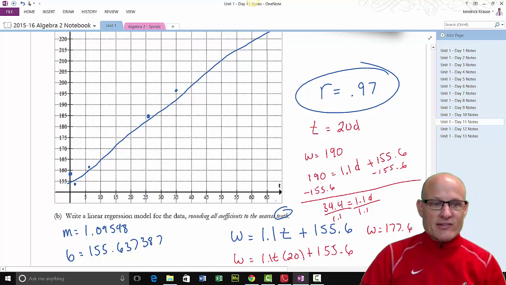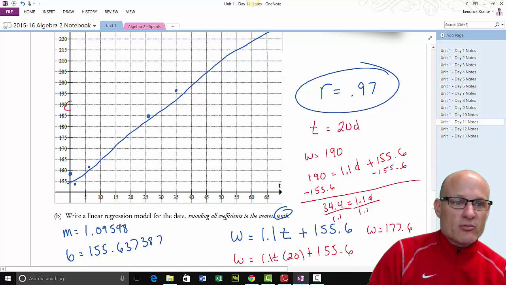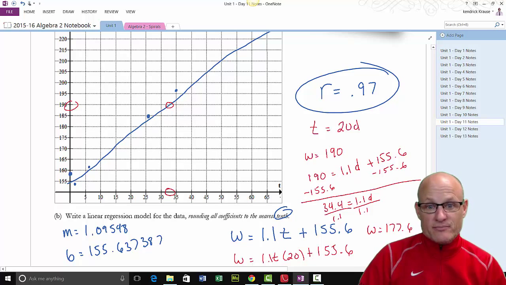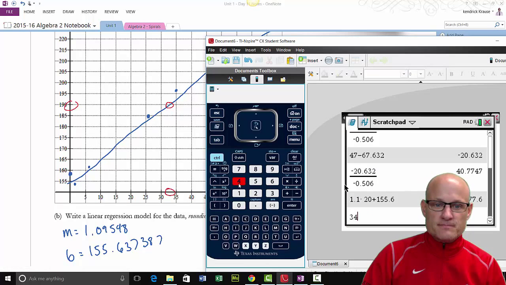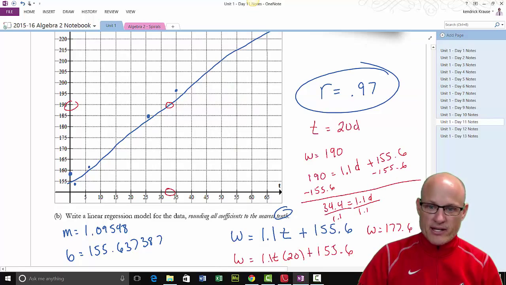Now let's see if this makes sense. The weight is 190. 190 is right here. So if I go over, my days should be somewhere around 33, 34 days. So I'm going to take 34.4 and divide by 1.1. Enter. 31 days. So it's about right. Remember, it can't be exactly accurate.